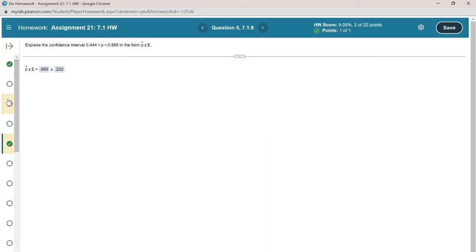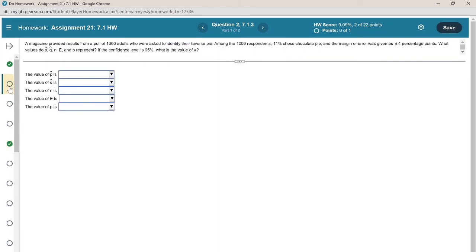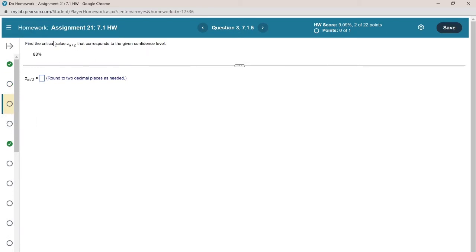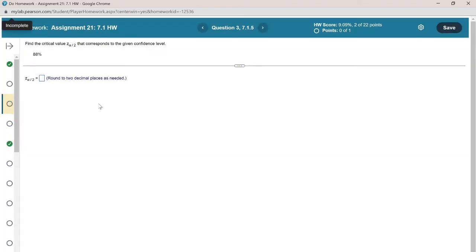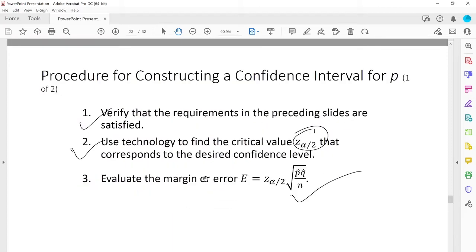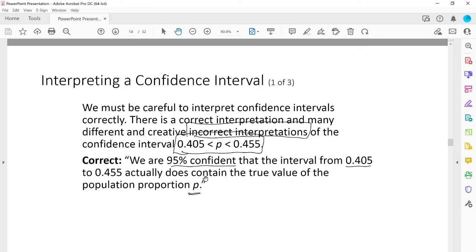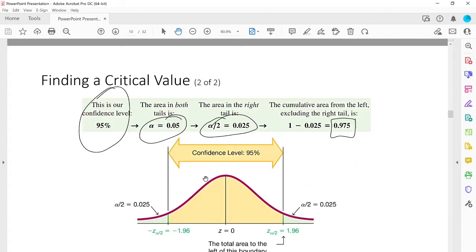Let me check. These are the notations, and we already know their meaning. Let's do one of these. How do you find the critical value z alpha over 2? Remember, z alpha over 2 is a z score such that the area under the curve to the right is alpha over 2, for 88%. As you can see here, if you go back, the relation between alpha and area is this one.